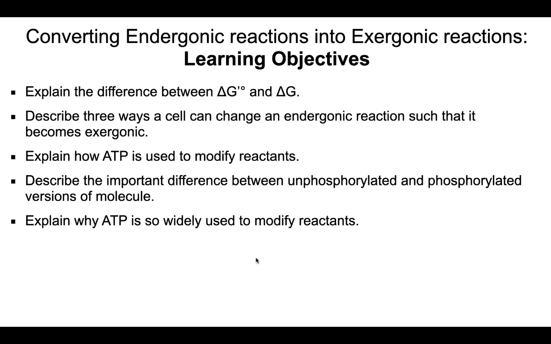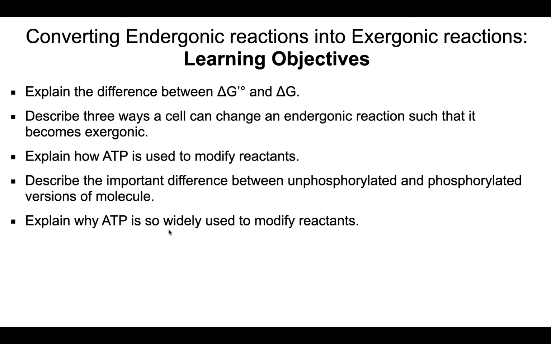After this, I want you to be able to explain the difference between the standard delta G and actual delta G. I want you to be able to describe 3 ways a cell can change an endergonic reaction such that it becomes exergonic. Explain how ATP is used to modify reactants. Describe the important difference between unphosphorylated and phosphorylated versions of a molecule, and explain why ATP is so widely used to modify reactants.